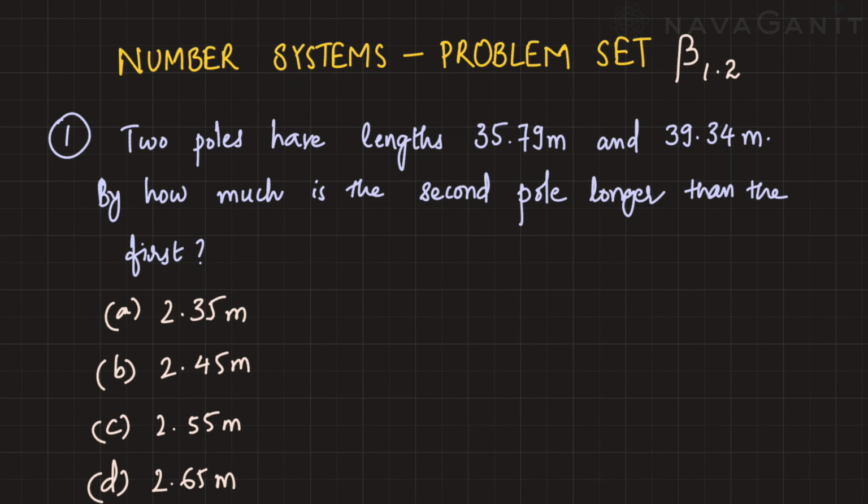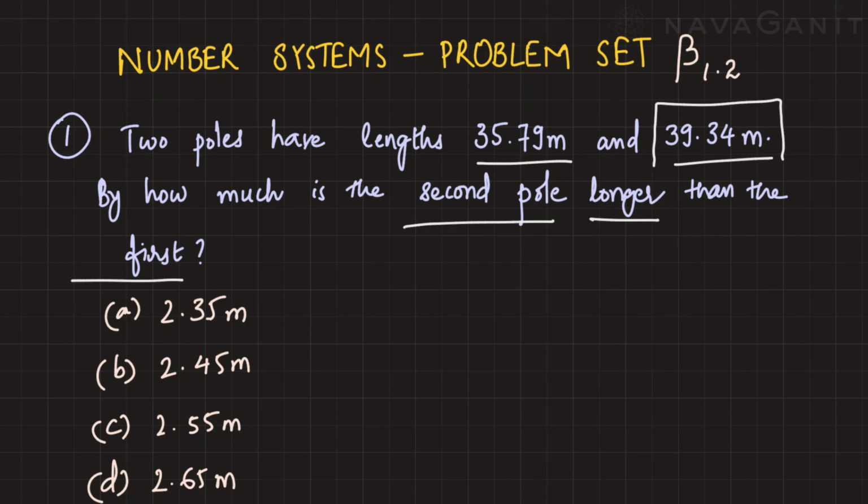Now we have a simple problem in front of us. There are two poles which have lengths 35.79 meters and 39.34 meters. We need to find out by how much the second pole is longer than the first. The length of the second pole is 39.34 meters.